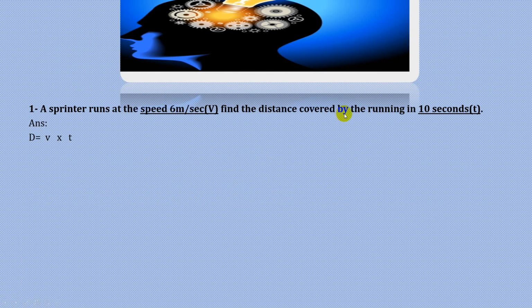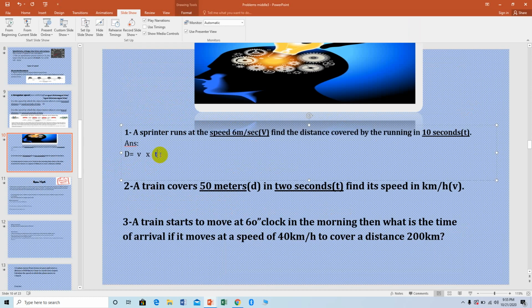Okay, let's think about some problems. A sprinter runs at a speed of 6 meters per second, so this is V. Find the distance covered by the sprinter in 10 seconds. I'm going to give you the law at the beginning, but afterward you are going to do it by yourself. Let's go back in order to answer. Let's substitute. We want the distance, so it's equal V, which is 6, times the time, which is 10. So the answer is 60 meters. So the speed, V, is 6 meters per second, and the time is 10 seconds, so V times T equals 60.